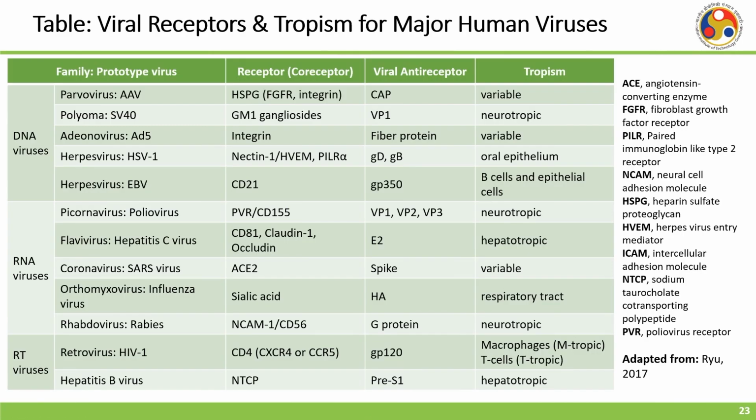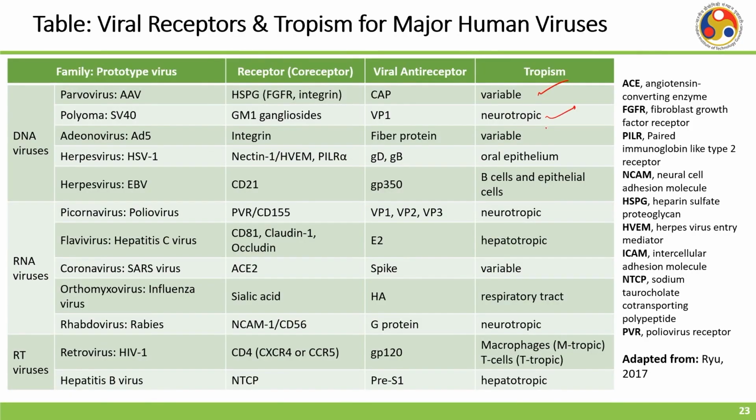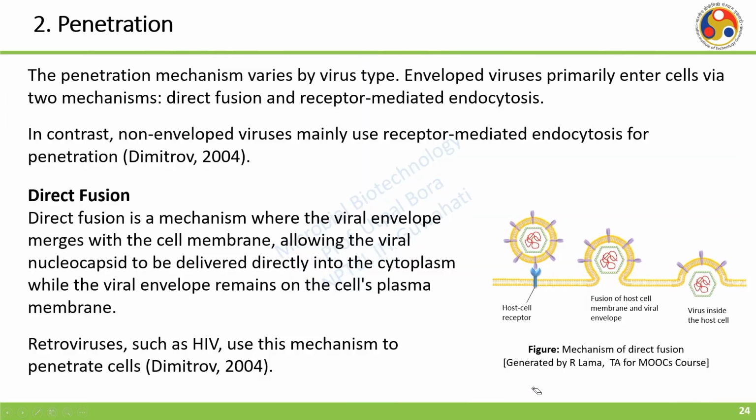So, based on these tropisms, they can be classified as, for example, neurotropic, or they may be oral epithelium, beta cell and epithelial cells. Then they may be hepatotropic, or they may be having tropism towards the respiratory tract, and then they may be having tropism for the macrophages and so on.